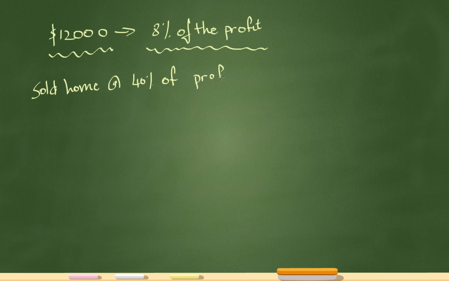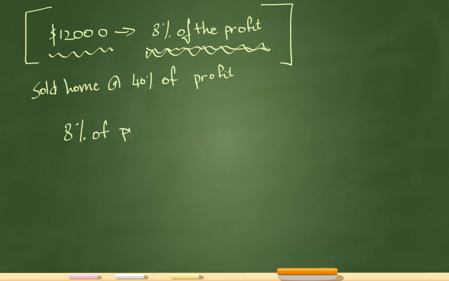So I'm going to set up a couple of equations here, and having a good foundation of percents will definitely help. So let's work with this fact first. Let's say that X represents my profit, right? I don't know what the profit is, but I know that I paid 8% of that profit to the government. So 8% of profit equals $12,000.